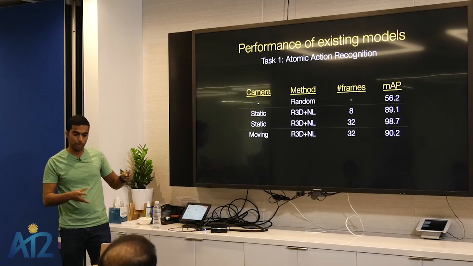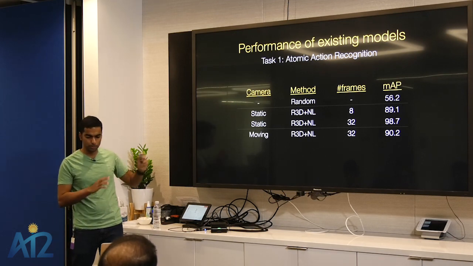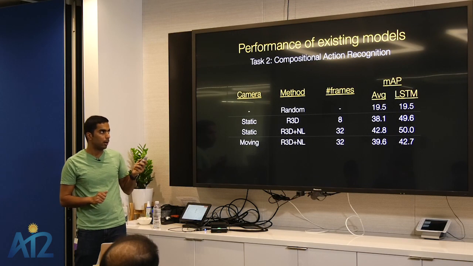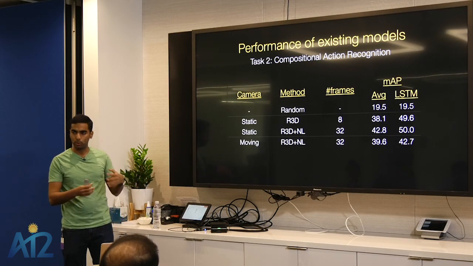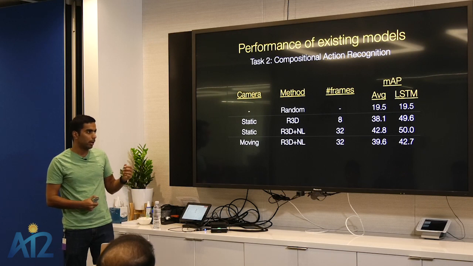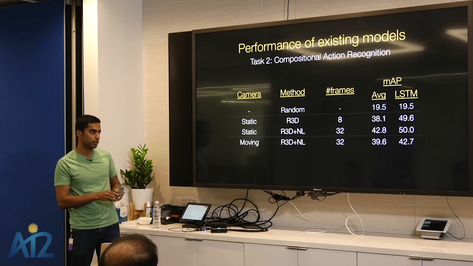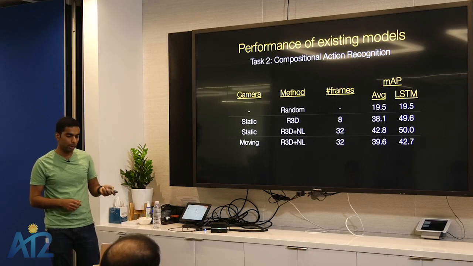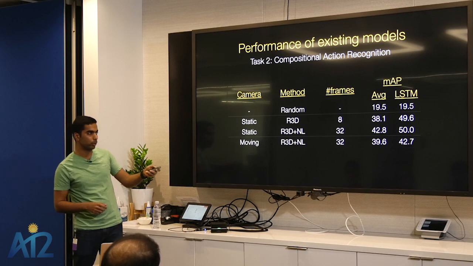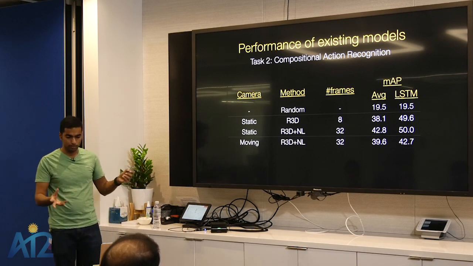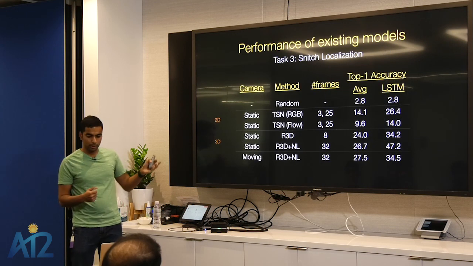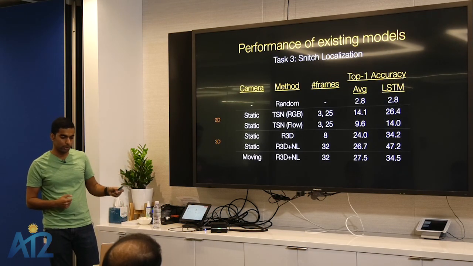Adding camera motion does make it a little bit harder, but this is what we expected. This was a simple task, so it's easy to solve. Next was the compositional action recognition, where you need to reason about ordering of things. And here we do see the performance is quite a bit lower, close to 50% mAP. And here we actually do see an improvement by going from average pooling to LSTMs, because hopefully the temporal modeling is actually useful here.